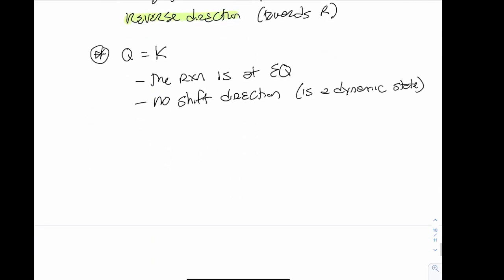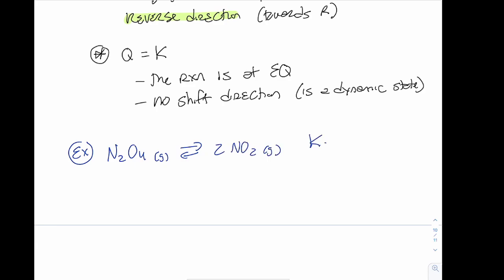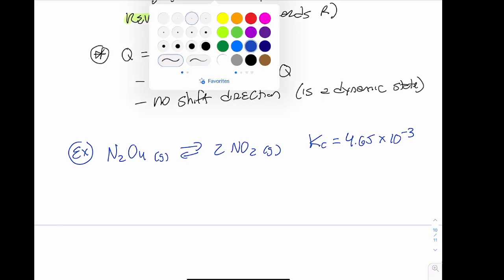An example for us. Given this reaction, N2O4 producing 2 nitrogen dioxide, we're given our equilibrium constant for this, and it's 4.65 times 10 to the negative third. Looking at the size of that equilibrium constant, what is favored at equilibrium: reactants, products, or both?